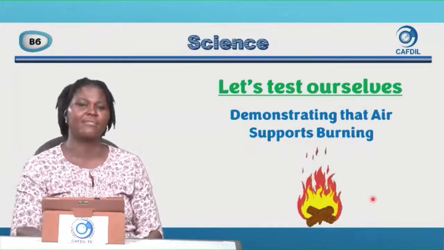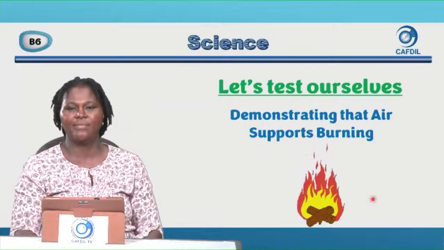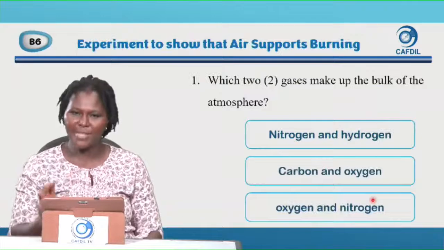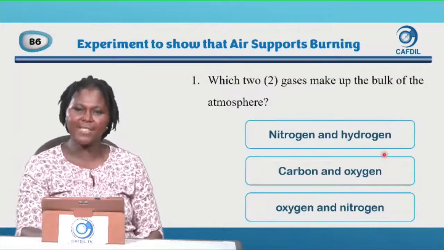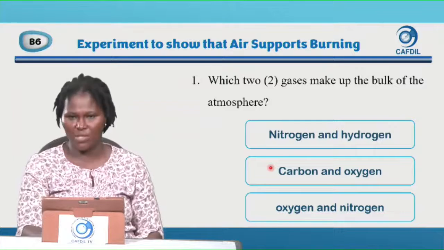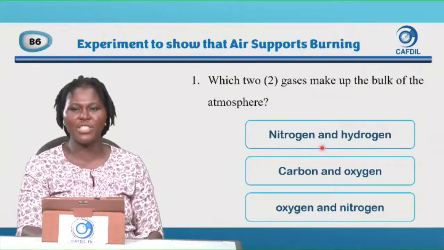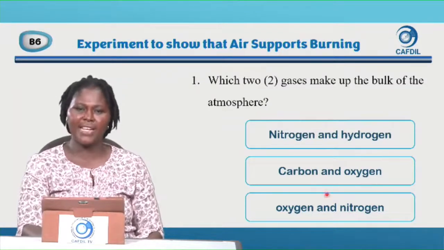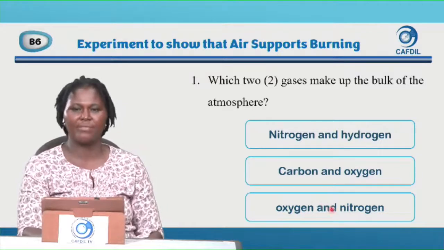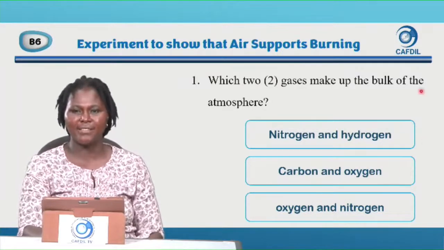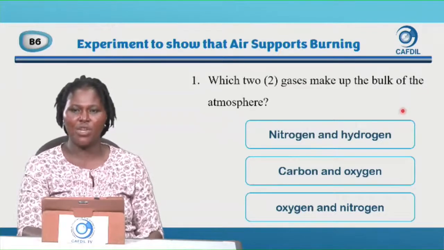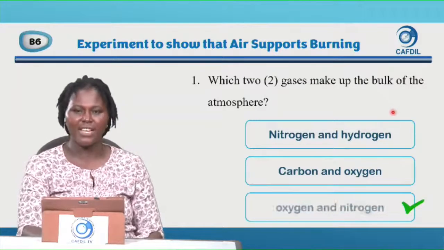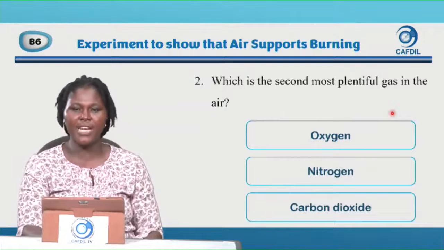Before we go, let's test ourselves. We are coming to look at 5 questions. Look at them carefully and think about the answers. Question number 1. Which 2 gases make up the bulk of the atmosphere? The first one is nitrogen and hydrogen. Second, carbon and oxygen. And the third, oxygen and nitrogen. Which one did you think in your mind? That is oxygen and nitrogen. Good.